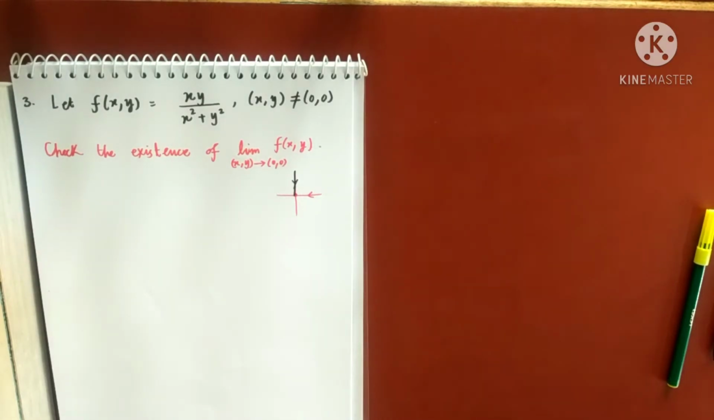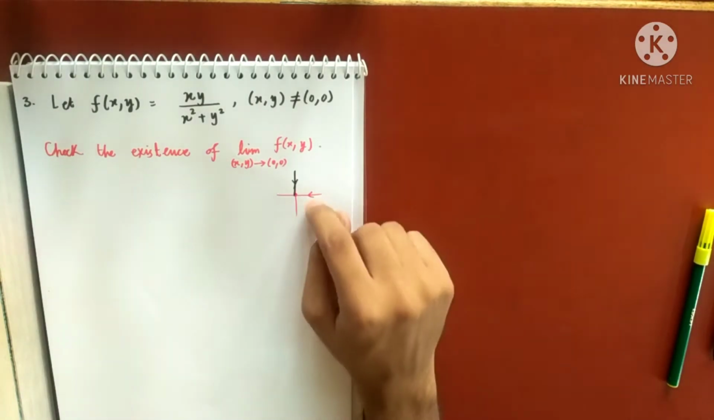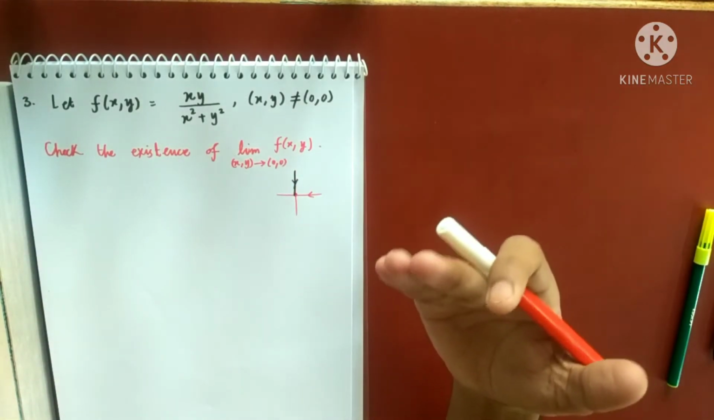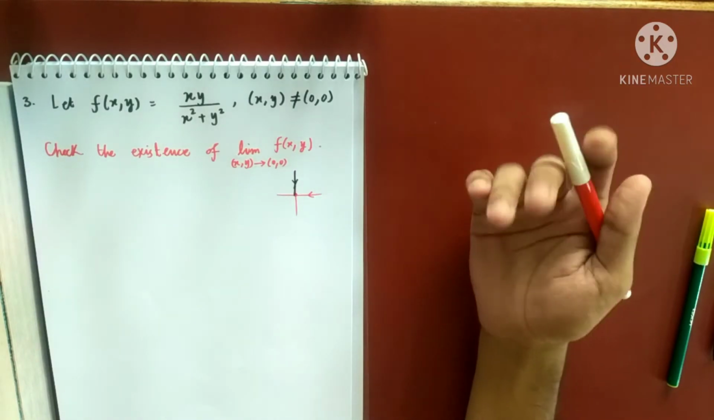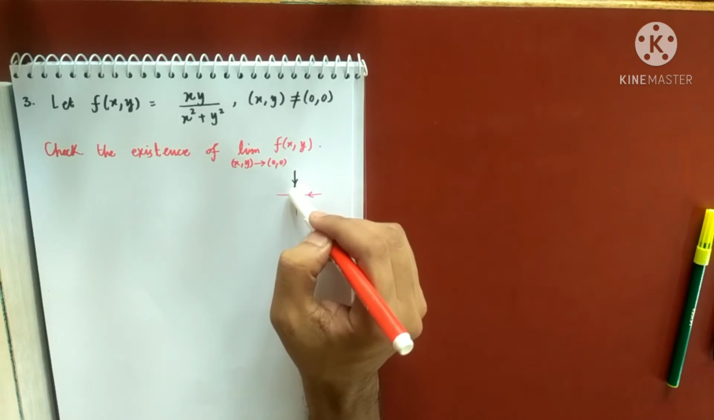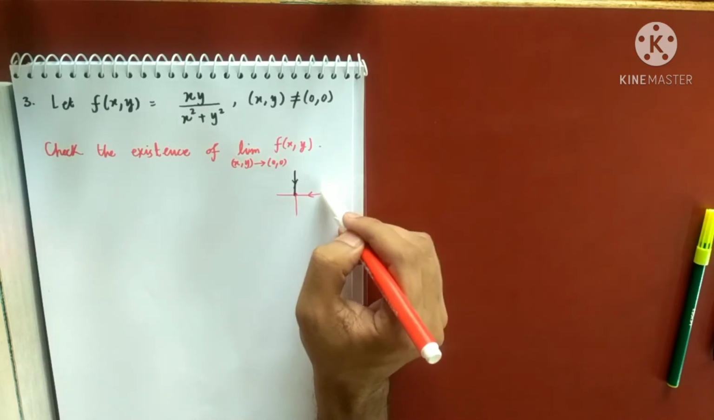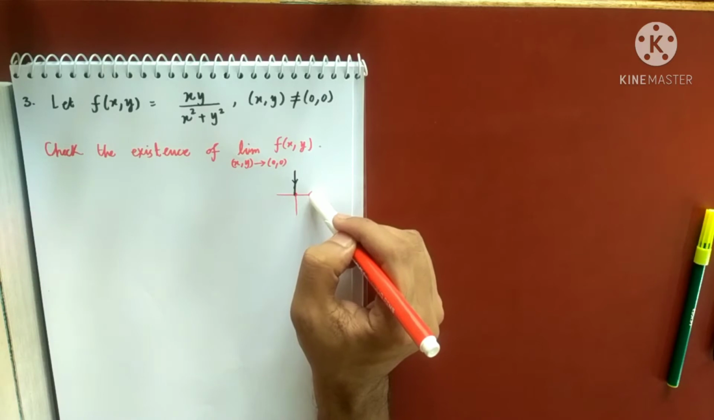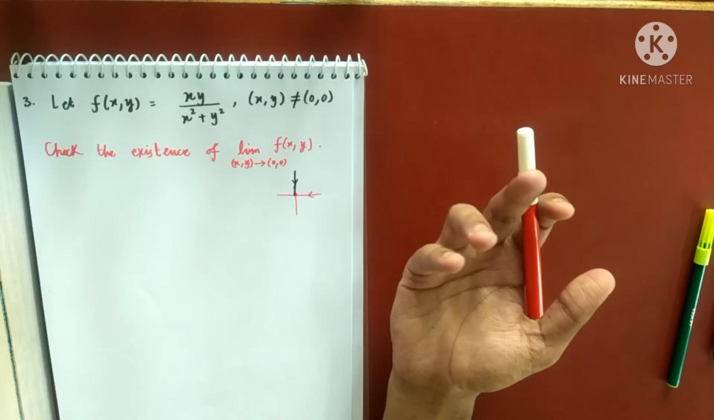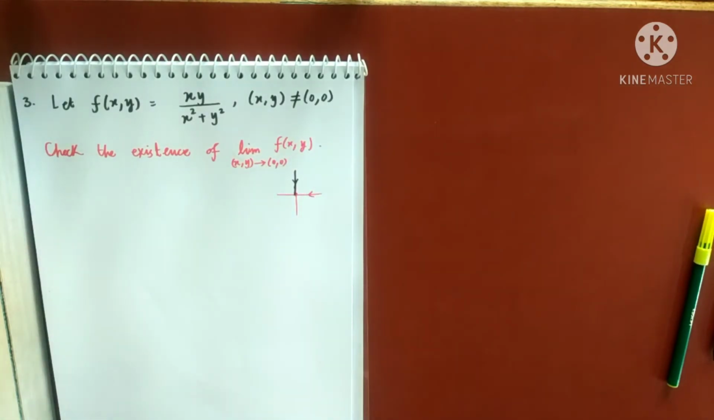That means I have to search for some different paths, because you will always start with this path. Remember, this is the easiest path to think of. In the first example that we did, I approached (0, 0) using this line and got 1, and using this line I got minus 1. So that guaranteed the non-existence of the limit. But here, I cannot say whether the limit exists or not. I have to choose some other path.